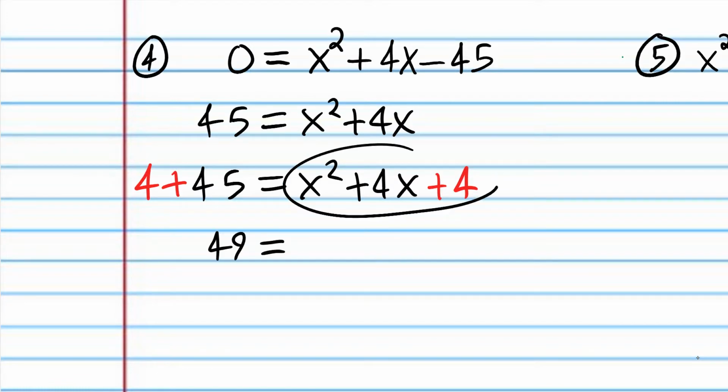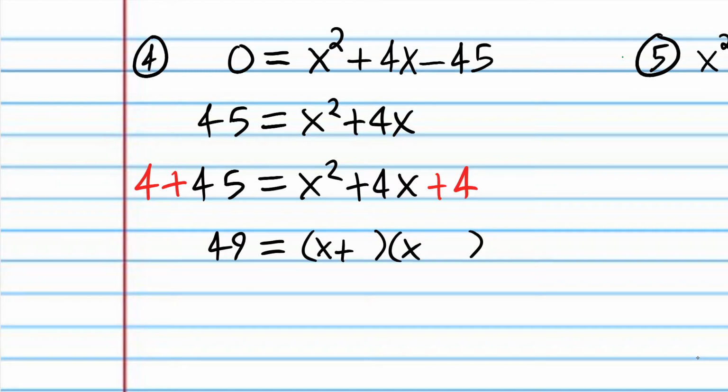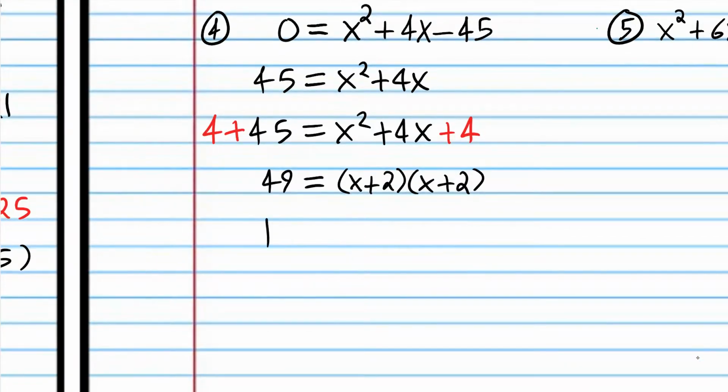And this is a perfect square. I want you to factor that for me. Pause the video if you need to. If you got 2 and 2, you're right. So 2 times 2 is 4, and 2 plus 2 is also 4. So now we have x plus 2 squared. Again, just to be clear, 2 times 2 is this number, and 2 plus 2 is this number.